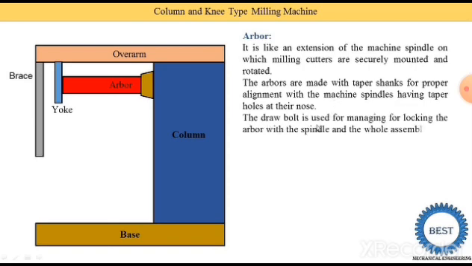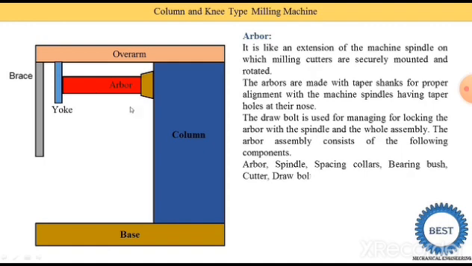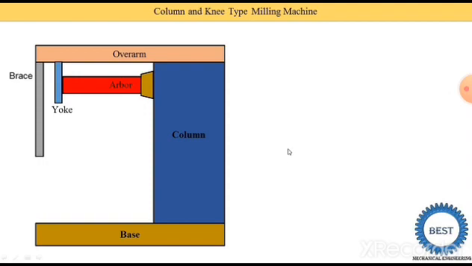The draw bolt is used for locking the arbor with the spindle. Here one draw bolt is provided. It is used for locking the arbor with the spindle and the whole assembly. The arbor assembly consists of the following components. First is the arbor, as you see in this figure, and the spindle. Different spacing collars are provided to adjust the locations of the milling cutters. Then the bearing bush, cutter, draw bolt, lock nut, key block and set screw. These are the various components used for the arbor.